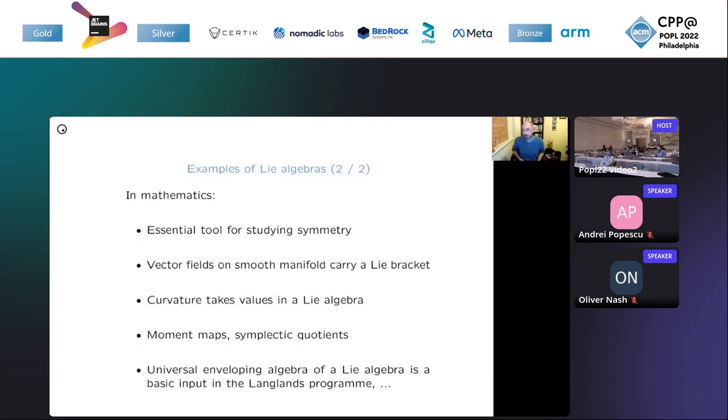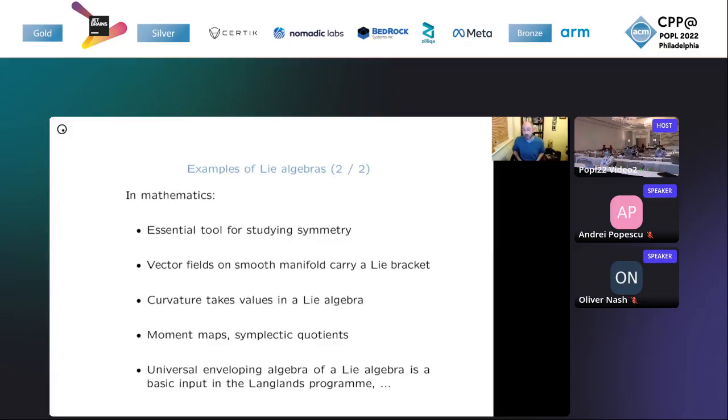Like, for example, multidimensional calculus, the vector fields on a smooth manifold carry a Lie bracket. What you're really saying is that to take a derivative in more than one dimension, you need to pick a direction. If you pick two different directions, you can go in this direction and then that direction, or you can differentiate in that direction and then this direction. And those two operations might be different. And the reason for that is the existence of a Lie bracket.